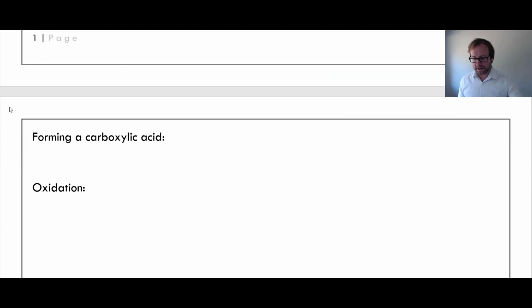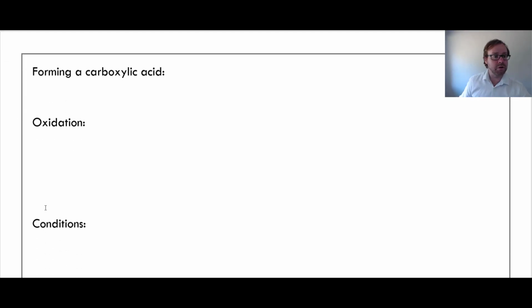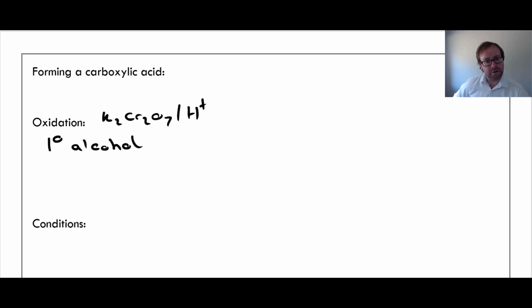So forming a carboxylic acid. I can form them through oxidation, and usually it's oxidation of a primary alcohol. So I oxidize a primary alcohol. I can use lots of different reagents to oxidize, however the most common is acidified potassium dichromate. For example, I might have a primary alcohol such as ethanol.